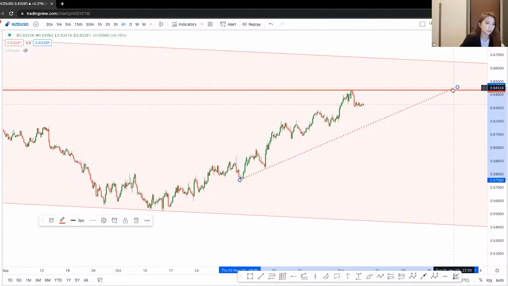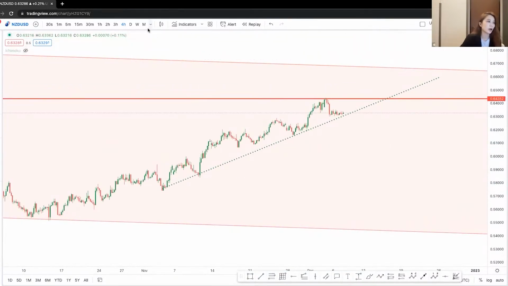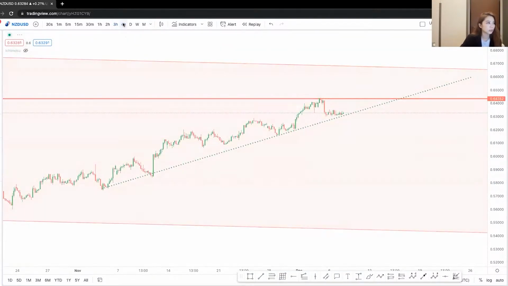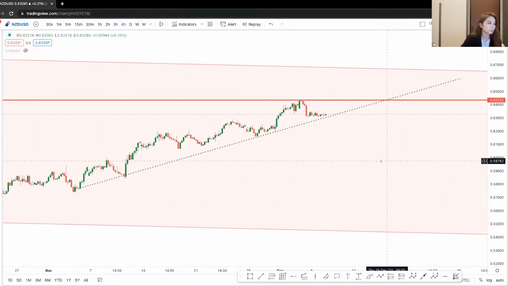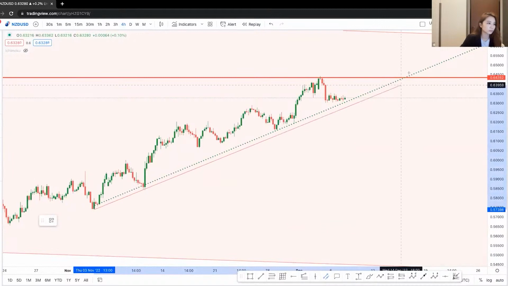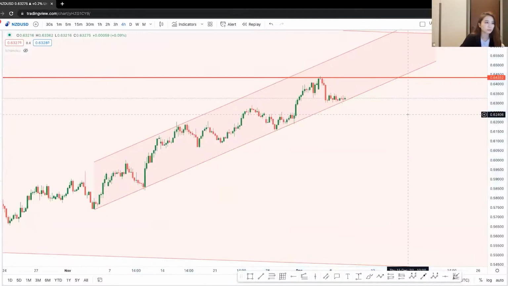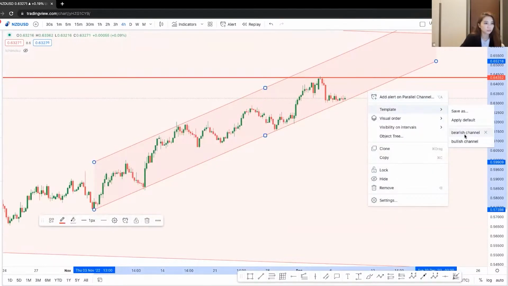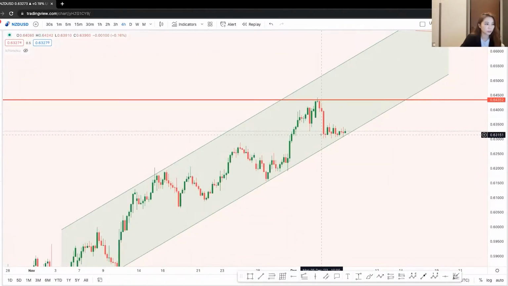Depending on how you want to draw, I would like to draw closer to current prices. This is what we are looking at, the upward trend on H4. We are also seeing an indication of support here. So many touch points for this.